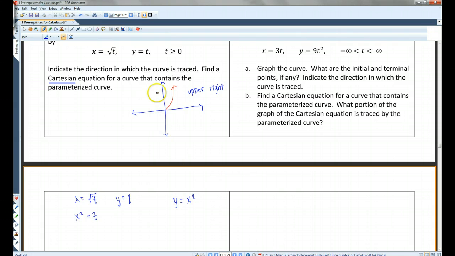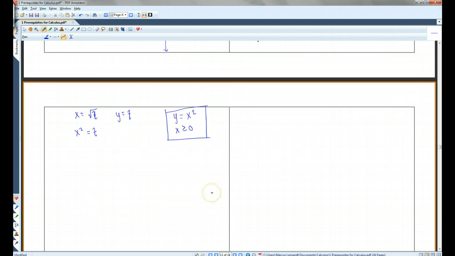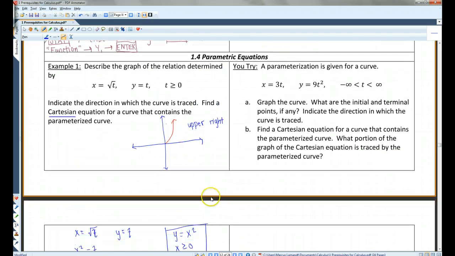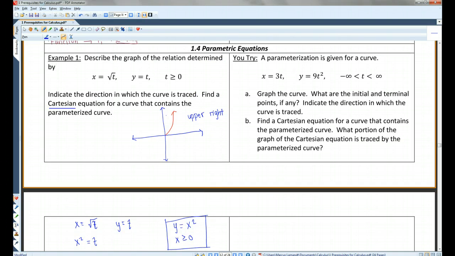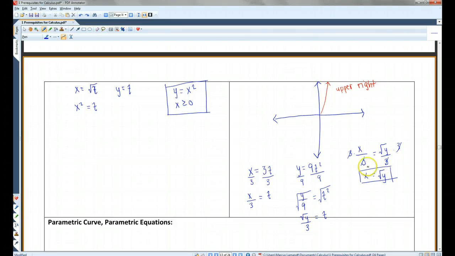And looking at the graph, this is of course almost the graph of x squared. It's really only half of it, so I'm going to indicate that by putting x is greater than or equal to 0. Okay? You guys go ahead and try this one, and when you think you have it, go ahead and hit play. This is the answer that you should have gotten.